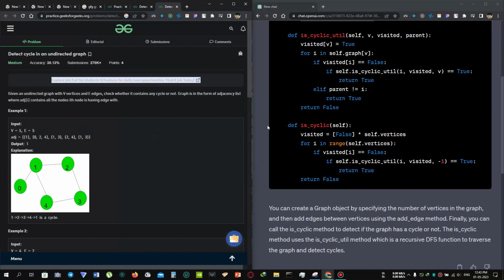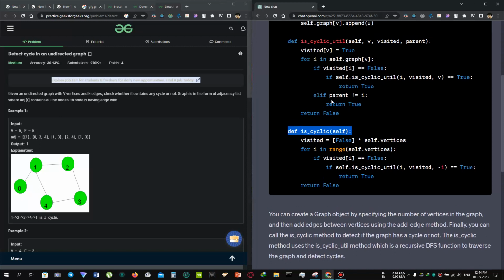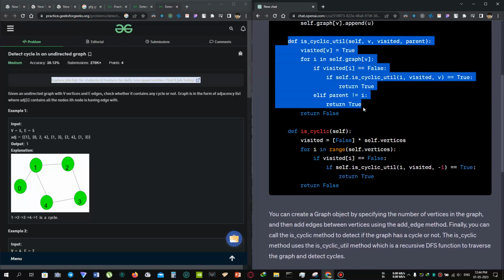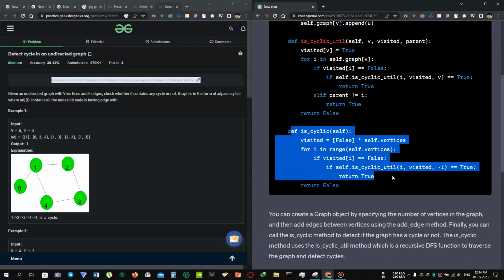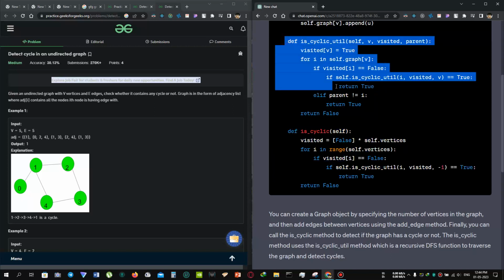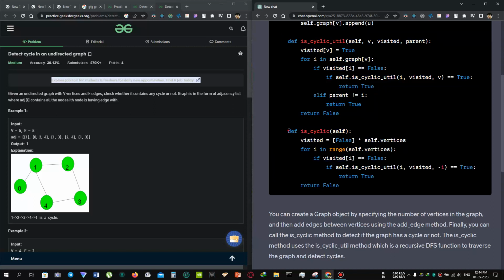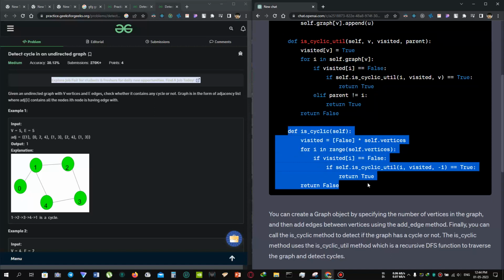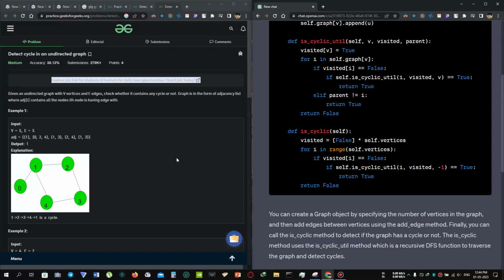So let's see how to solve this. This will be the function we will be calling first, and this is the helper function, which means the function below will call this function every time it finds a need for it. So let's discuss the algorithm first.